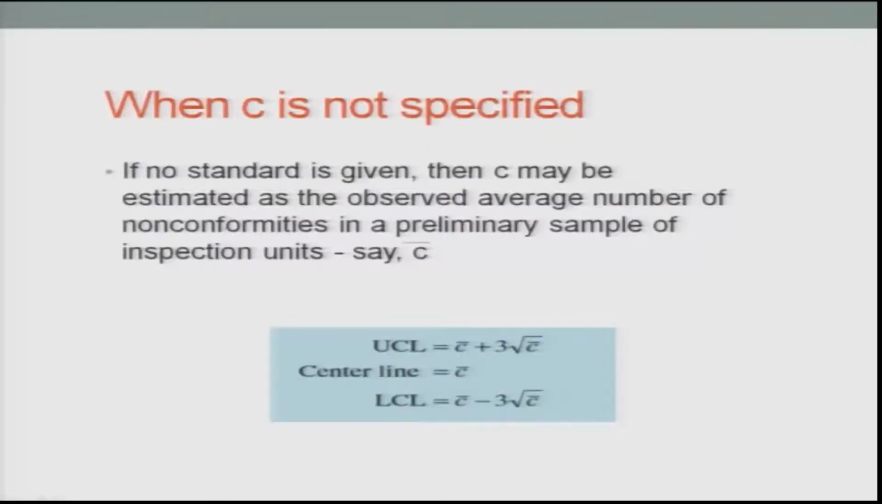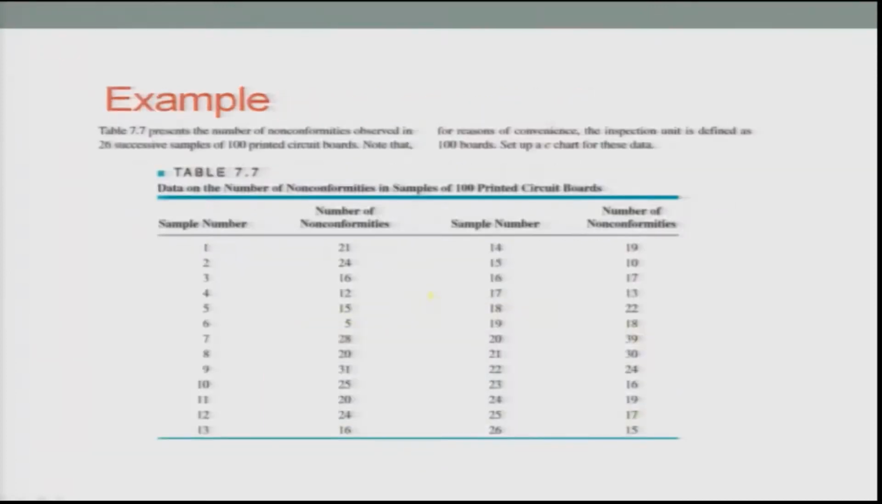If no standard is given, then c may be estimated as the observed average number of non-conformities in a preliminary sample of inspection. Based on that you find c bar or c hat and do the calculations accordingly, where now in place of c you will be using c bar or c hat. Again, the upper and lower control limits are given, which I am circling: c bar plus or minus 3 times the square root of c bar, and you do the calculations.